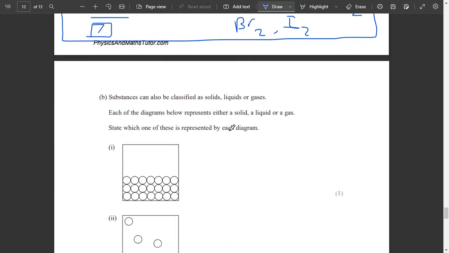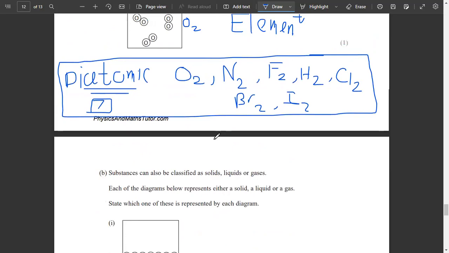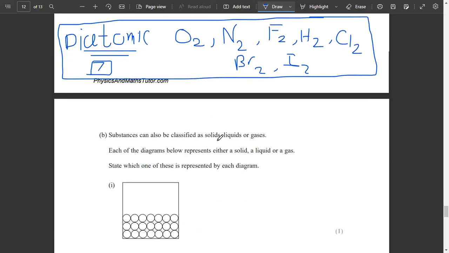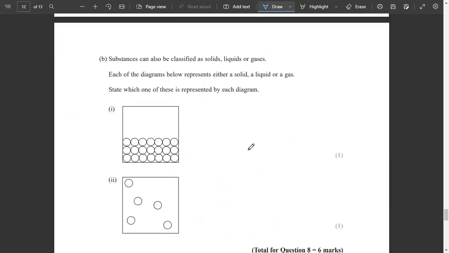Substances can be classified as solids, liquids, or gases. Each of the diagrams below represents either a solid, a liquid, or a gas. State which one of these is represented by each diagram. What do we have here? Would you like to answer this question? What is the first one? Solid. And what is the second one? Gas.